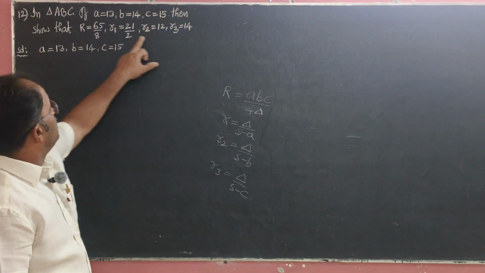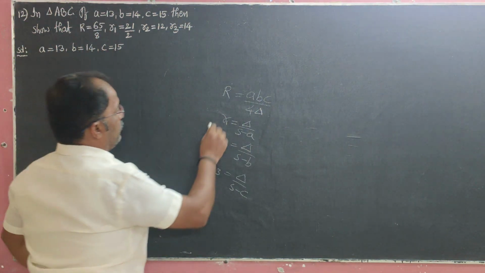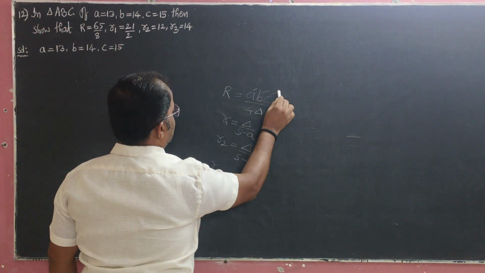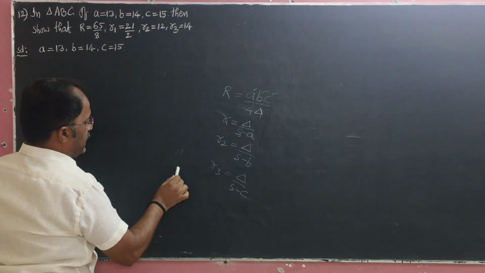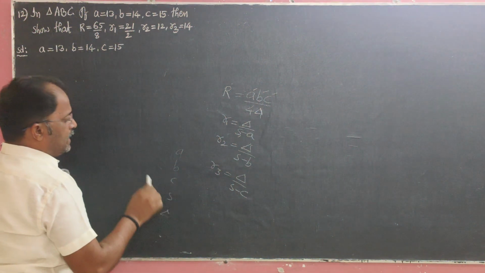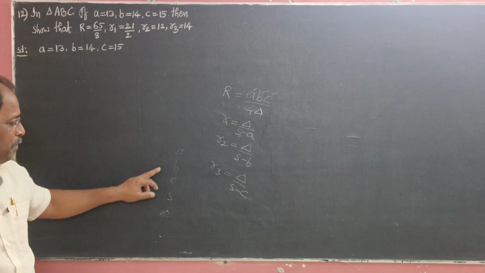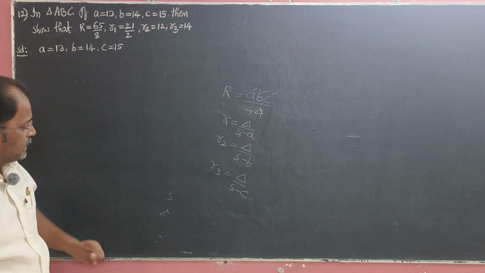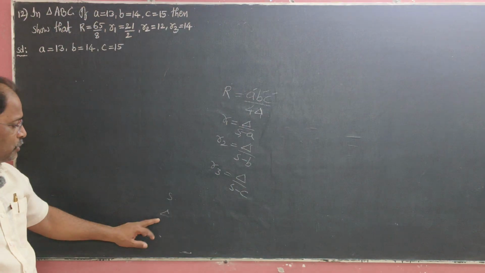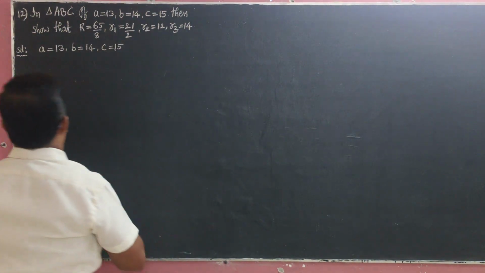So to find all these values, we need a, b, c values, the s value and the delta value. a, b, c are already given. Next we have to find s and also delta.